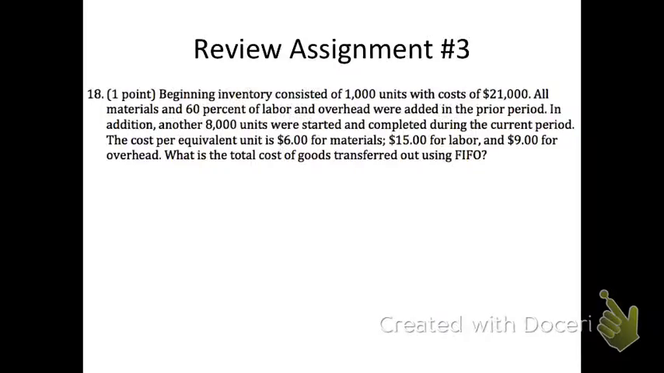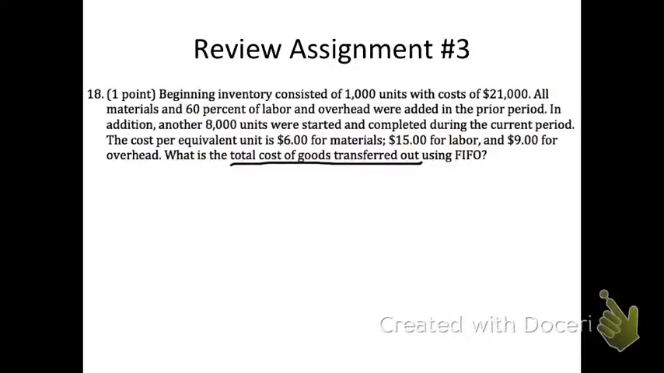Question number 18. Question number 18 is another process costing problem where I give you the fact that you have 1,000 units in beginning inventory. We started and completed another 8,000 units, and what you're looking at here is what is the total cost of goods transferred out, and we'd be using FIFO. So I've transferred out a total of 9,000 units, and so I have to determine the cost of those 9,000 units.